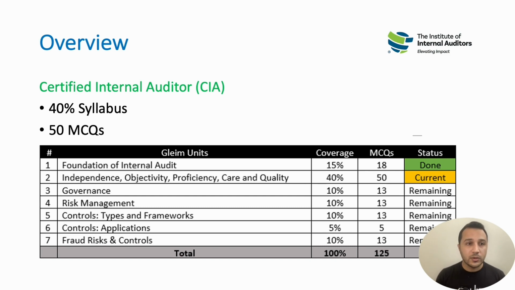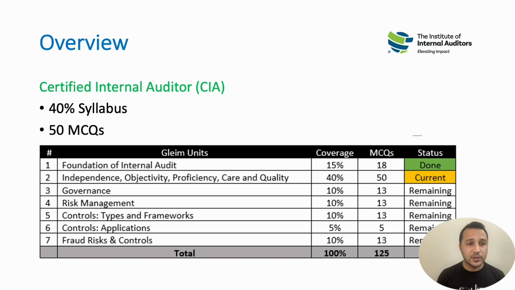So Unit 1 comprises 15%, and Unit 2, which we will be discussing today, comprises 40% of the syllabus. This is how important it is. So you cannot miss out on any concept. You have to understand it very clearly because the majority of the MCQs will come from Unit 2. How many MCQs will be coming? Out of 125 MCQs in the exam, 50 MCQs will be coming mainly from Unit 2. So this is how important it is.